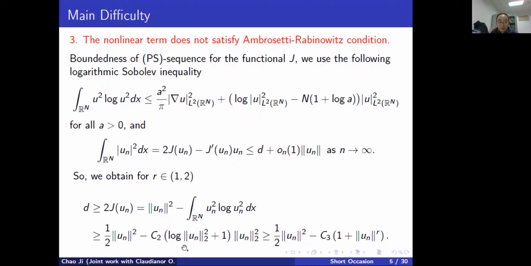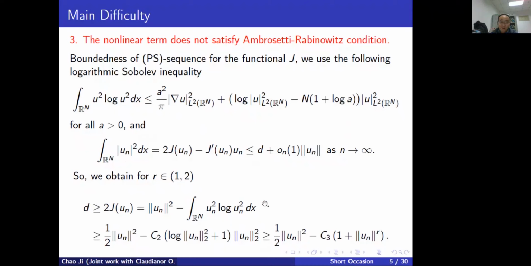Let's pay attention to this term. This is the L2 norm, and here is the H1 norm. So we can use that this integral is less than or equal to d plus little n of 1 times this H1 norm. If we use this inequality, we can get this inequality. Here we can choose R between 1 and 2. So we can get the boundedness of the PS sequence for the functional G.